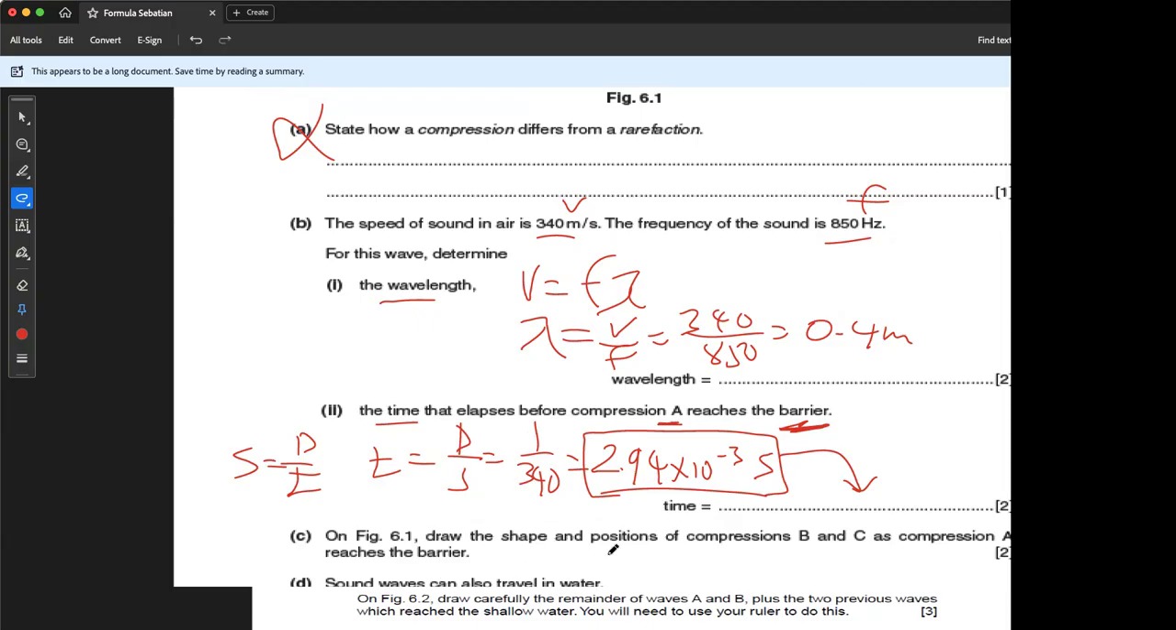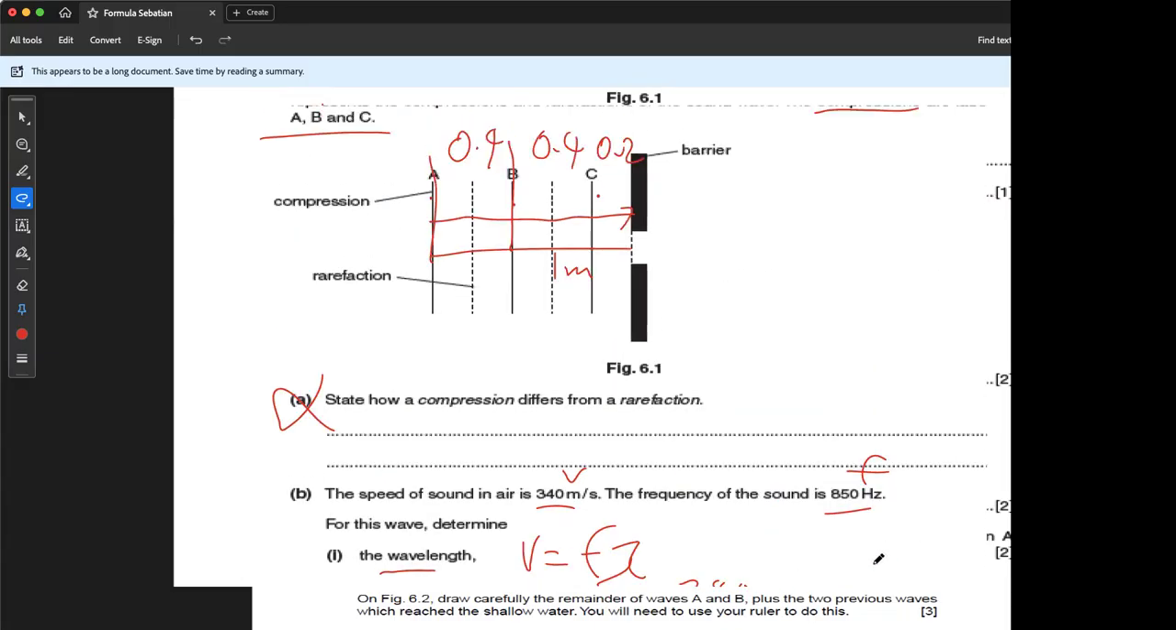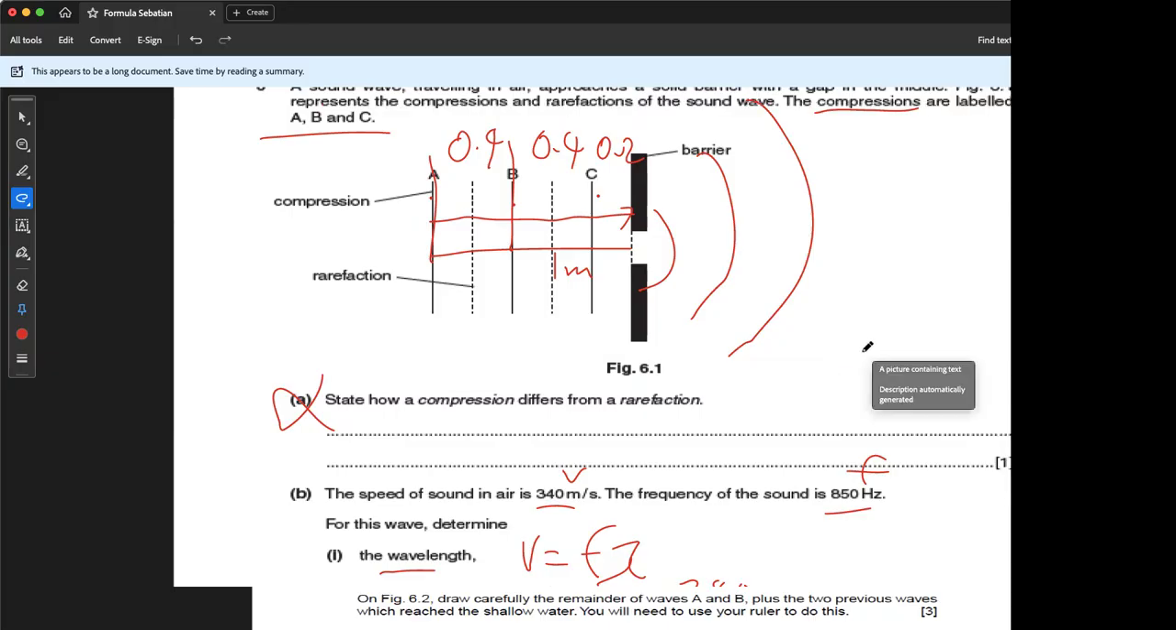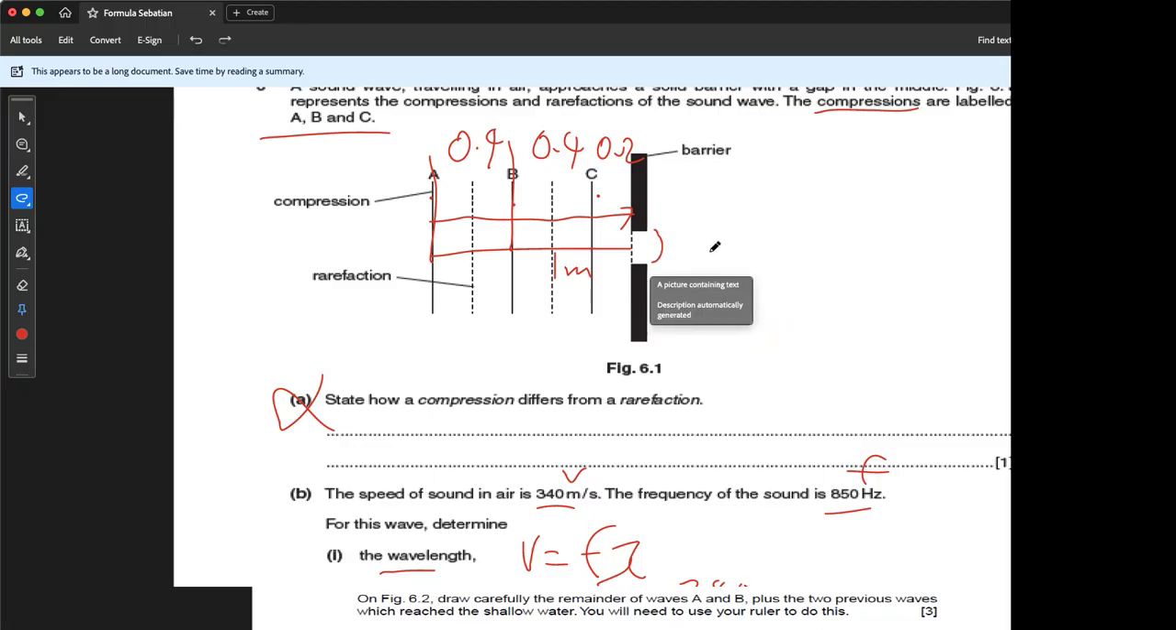Then after that, they ask you to draw the shape of the compression of B and C. Some of you drew it like this. What's wrong? What did I say when drawing diffraction? Where should it start? It should start from the gap of the barrier, not just anywhere. So it should start something like this. And this is important, it's actually in the mark scheme. You need to know this. The first thing is you need to know that it starts from the opening of the barrier.